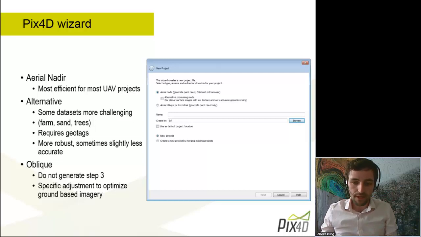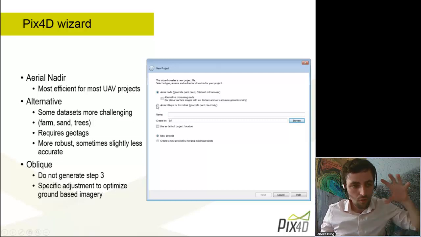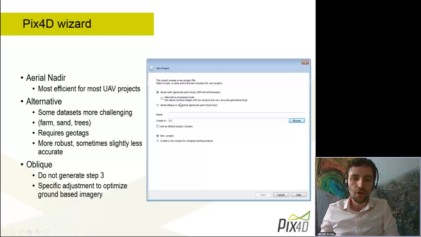Then we have the aerial oblique and terrestrial. The main difference with respect to the first one in this mode is that the software will basically know that it doesn't make any sense to try to generate a DSM or an automosaic from images which are extremely nadir. And it has also a few specific tunings for imagery which is taken from the ground. So basically, if you do a project which is heavily from the ground or with a copter around a house, potentially aerial oblique is the best mode for you.